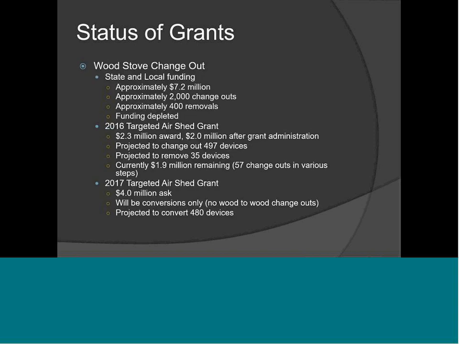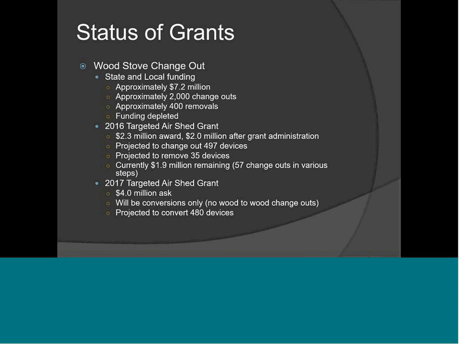You notice that the programs for the targeted airshed grants get more strict as you go, or I mean, they change to show more emissions. In order to be eligible for additional targeted airshed grants, you have to show additional reduction of emissions, and that's why 2017 is no wood-to-wood change-outs. We got funding for that. That's the way. So the next step is conversions.